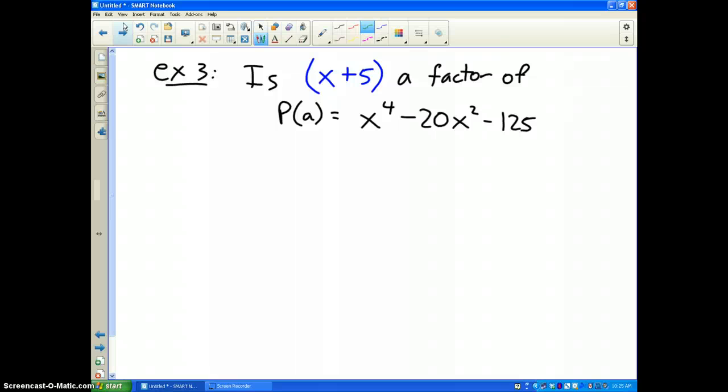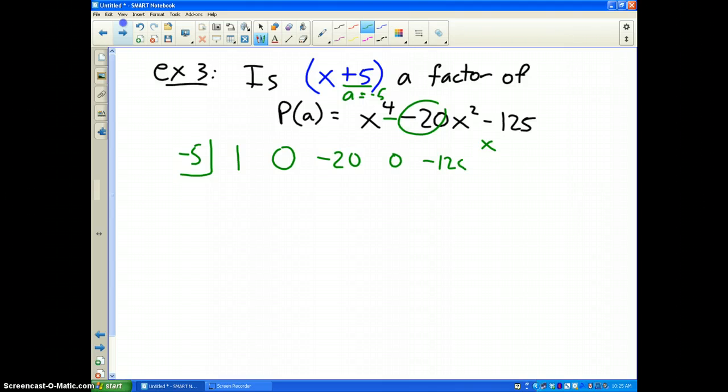All right, well, hopefully you notice that the a value is negative 5. So I put negative 5 in here, and I've got some missing terms. I've got x to the 4th, its coefficient is 1. There's no x to the 3rd, so I have to put in a 0. And then I have negative 20 as the x squared. I'm missing the x term, so that's also 0, and then negative 125 at the end. So let's see if this works. Is x plus 5 a factor? I'm going to write this in blue.